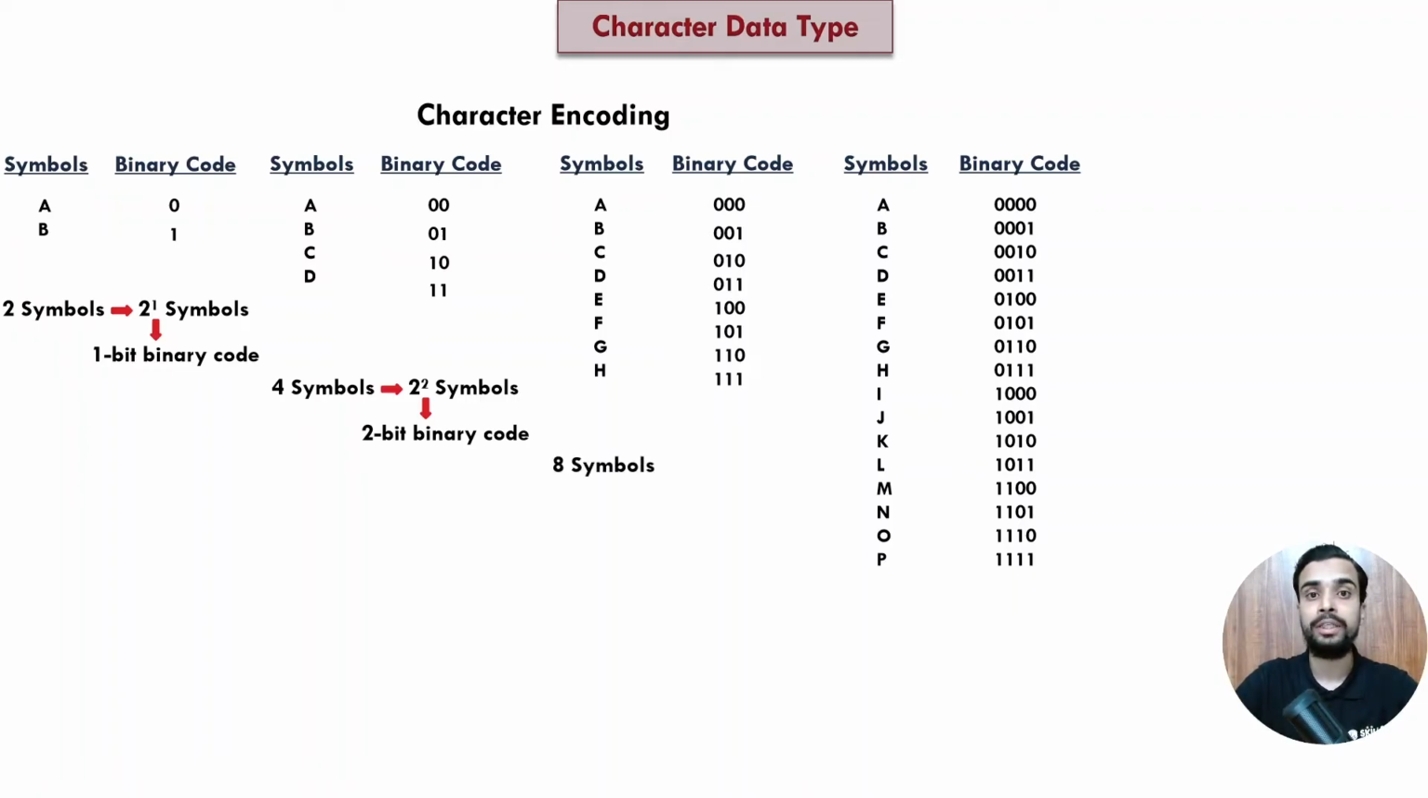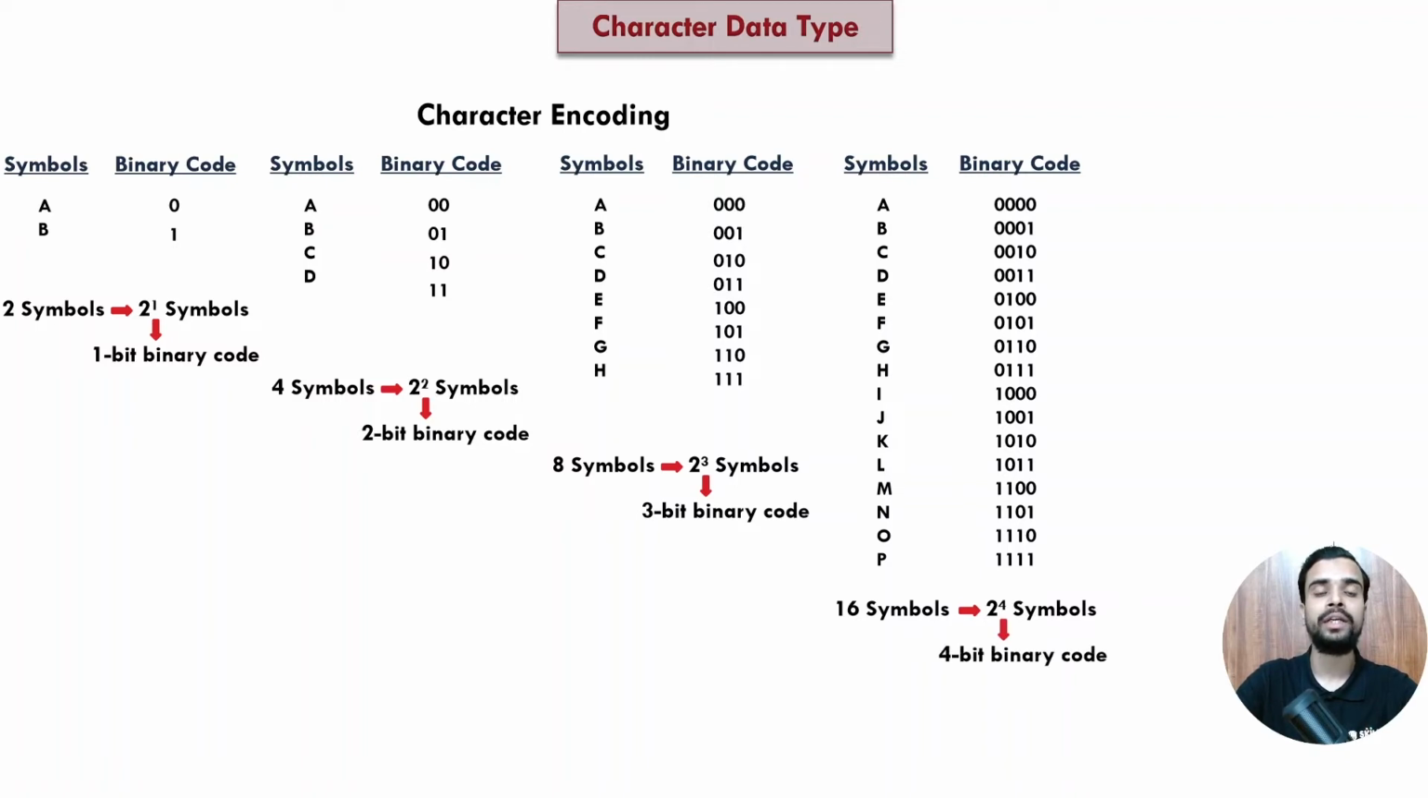Let us move on to the third case here. Can you tell me how many symbols? 8 symbols. And this 8, I would express it as 2 to the power of 3. Clearly, it has to be a 3-bit binary code. And in the last case, since we have got 16 symbols here, that 16, I would express it as 2 to the power of 4. It indicates it has to be a 4-bit long binary code.